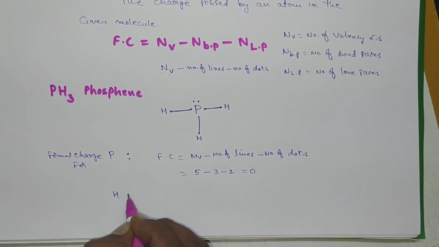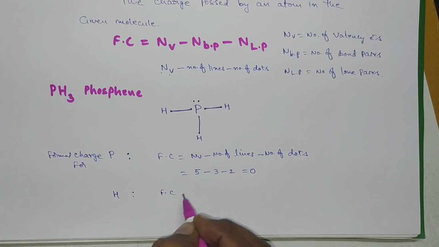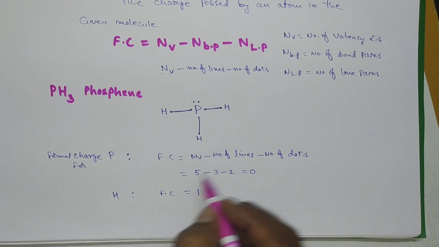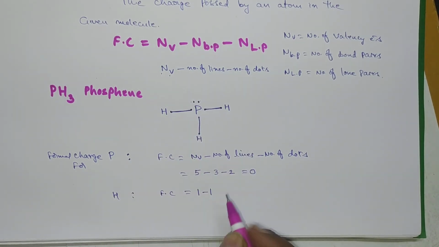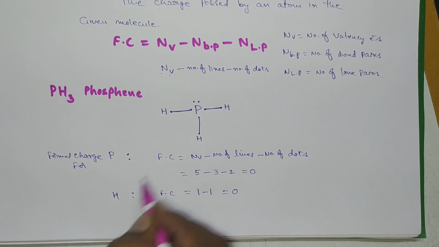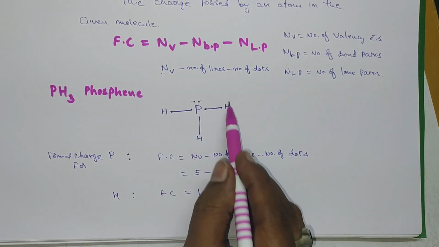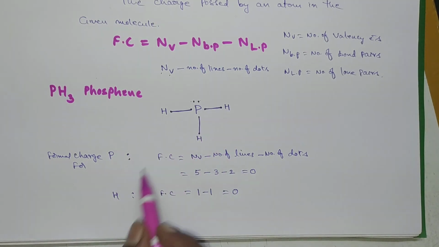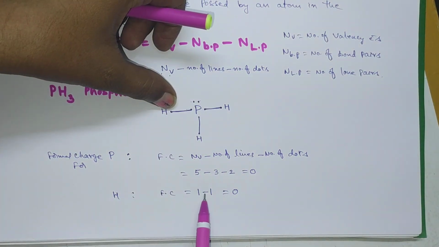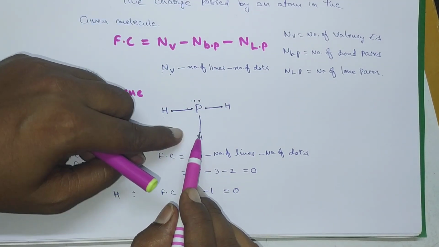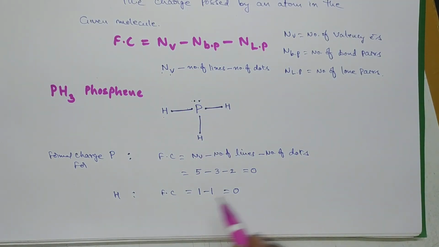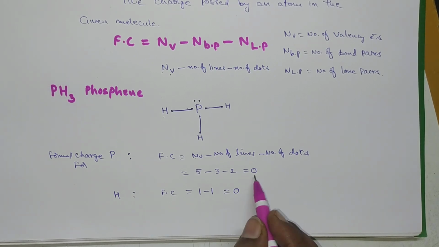And for hydrogen, the number of valence electrons is only 1 and the number of lines is only 1, so the charge is equal to 0. There are 3 hydrogens, and we get the same value for all of them, since they are similar. Each hydrogen has one line and no dots. So the formal charge for phosphorus and hydrogen in phosphine is 0.